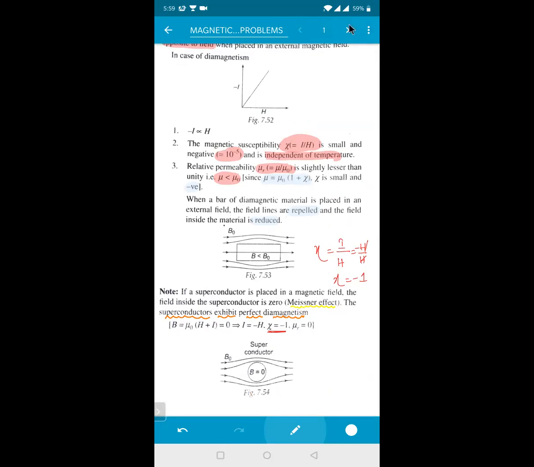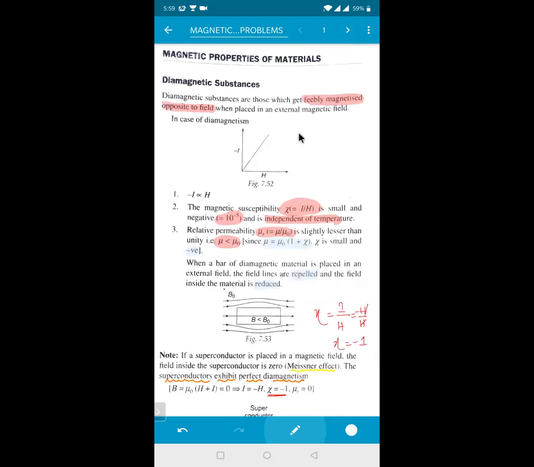So that was the story about diamagnetism. I hope you got clarity. Diamagnetic substances are those which are feebly magnetized opposite to the field. Whenever you draw the graph between I and H, it will be a straight line passing through the origin. If I draw a graph between susceptibility and temperature, it will be a straight line below the axis.